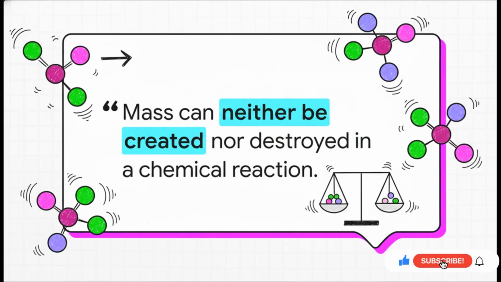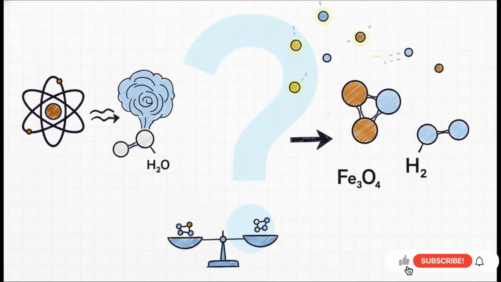And here is that law, the law of conservation of mass. This is a cornerstone of all science. Put simply, it just means you can't create atoms out of thin air, and you can't make them vanish into nothing. Whatever you start with, you have to end with. It's just rearranged. So, if that law is true, then we've got a problem.